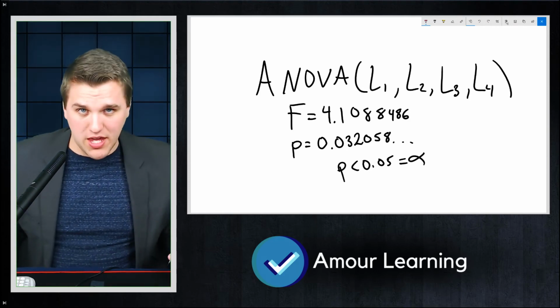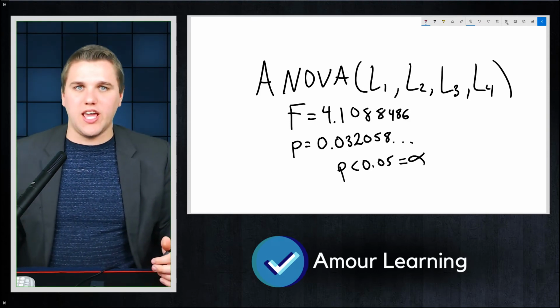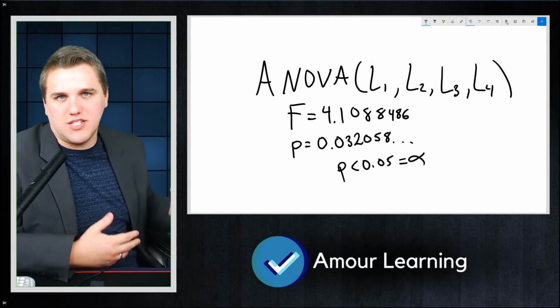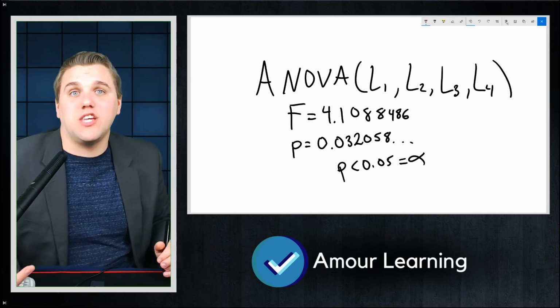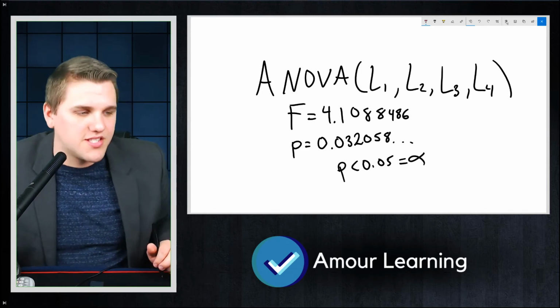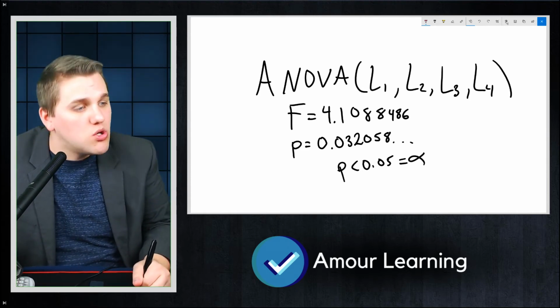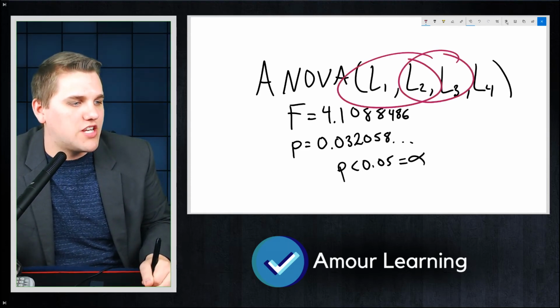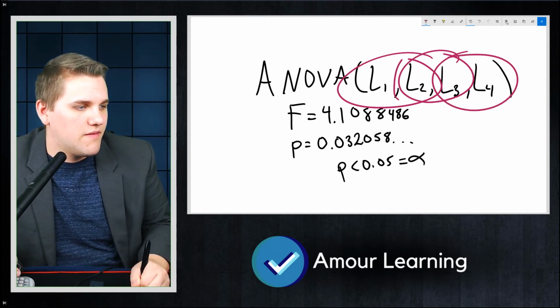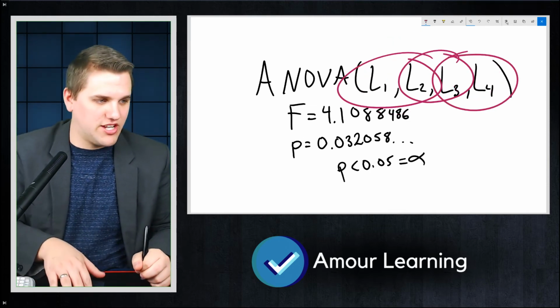So where do we go from here? Well, now the next trick, obviously there's some variability amongst these lists. Now you might be interested in where that variability is. So you might want to start doing some two-sample t-tests between all the different possibilities here. Well, that just gets really messy.